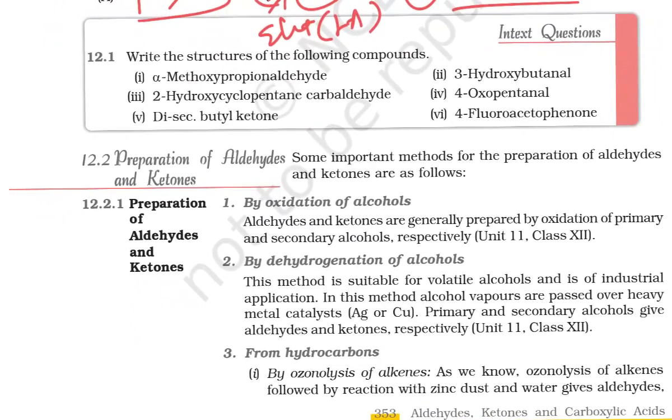Then there are structures they are asking. I will do them one by one. First they are saying propanal. First I will write the 3 carbons, and the aldehyde is there. This is alpha, this is beta, and in the alpha position there is a CH3. Clear.